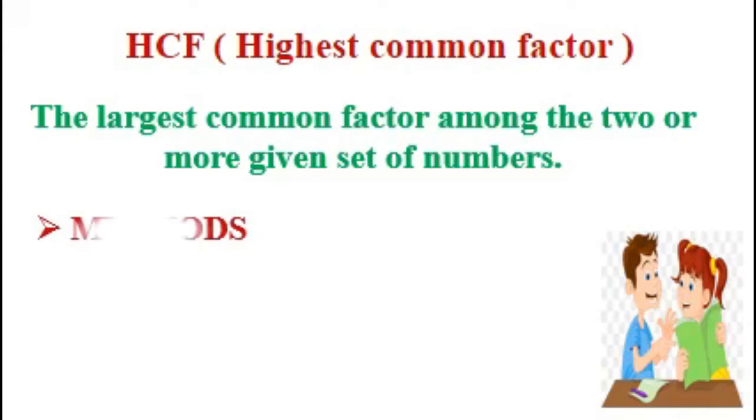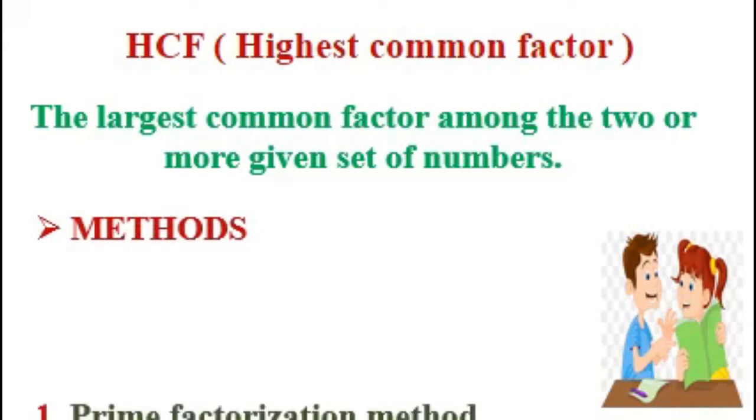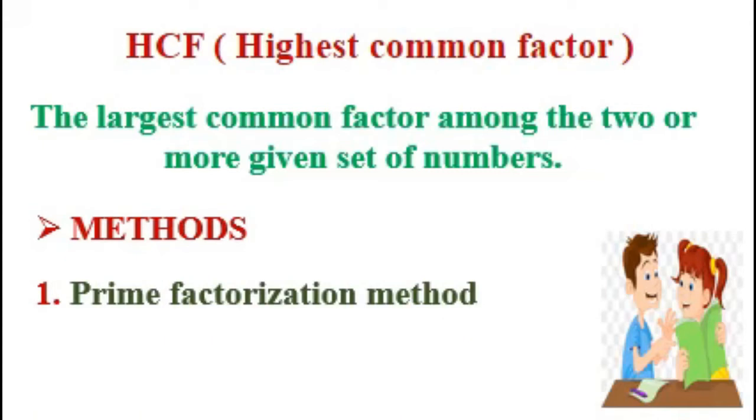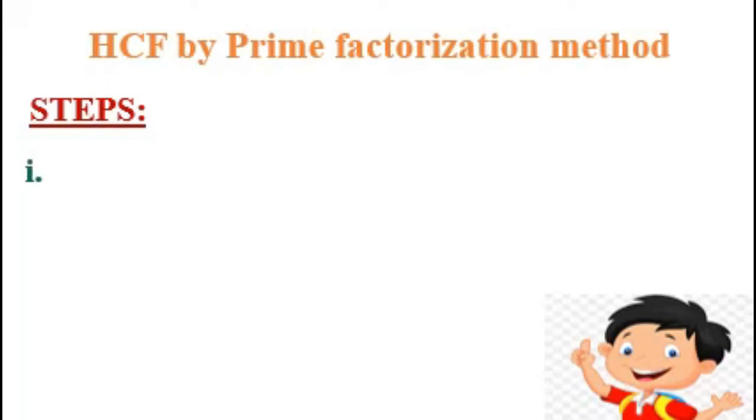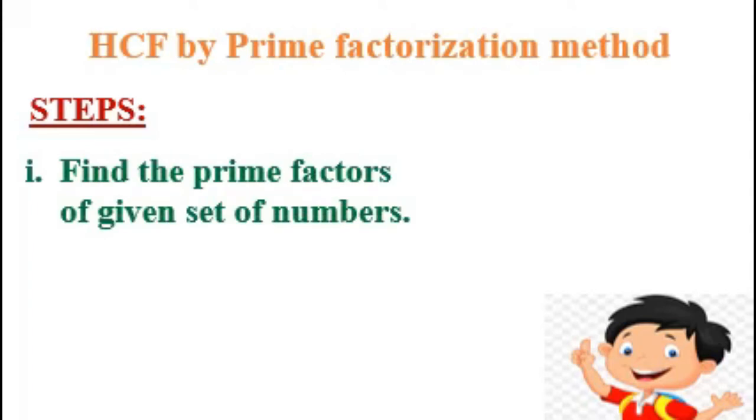The methods which we use for HCF are, first, the prime factorization method and, second, the division method. But today we are going to find HCF using prime factorization. There are certain steps to follow for finding HCF by the prime factorization method. Step number 1 is to find the prime factors of the given set of numbers.